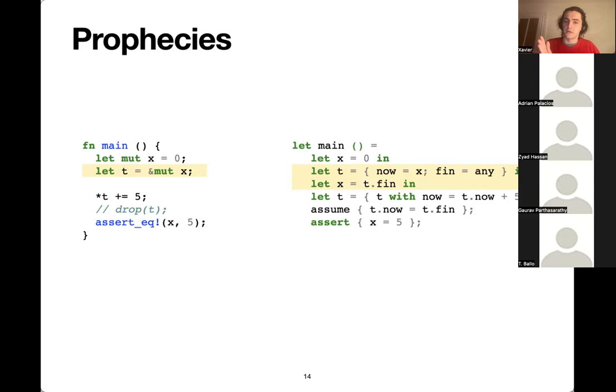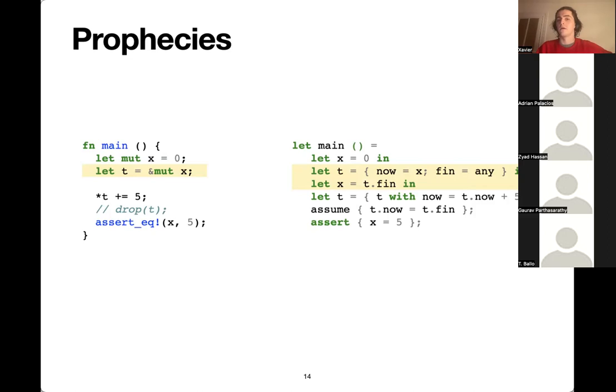So in our prophetic translation, what we're going to do is at the moment that we create our borrow T, we're going to guess its final value. This is represented in the right-hand side by the construct any. The construct any is going to make a non-deterministic choice for our final value. It's just going to get it. But we're immediately going to update X with this final value. So we're just going to tell X, here's what you're going to be in the future, right? And then as we do our calculations with our borrow T, we continuously increment its current value, right?